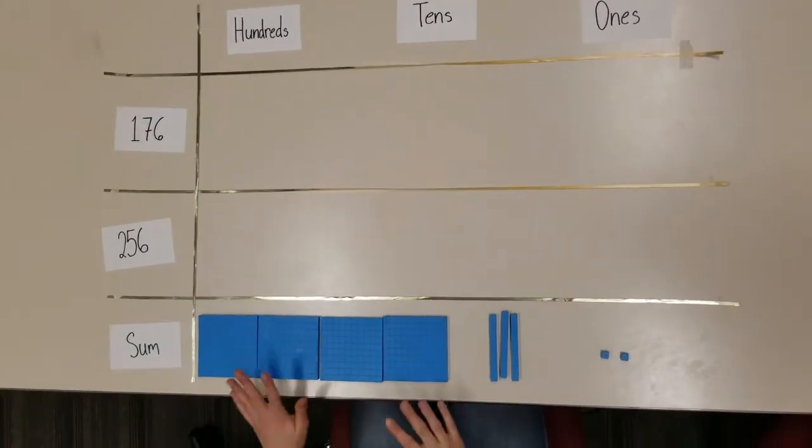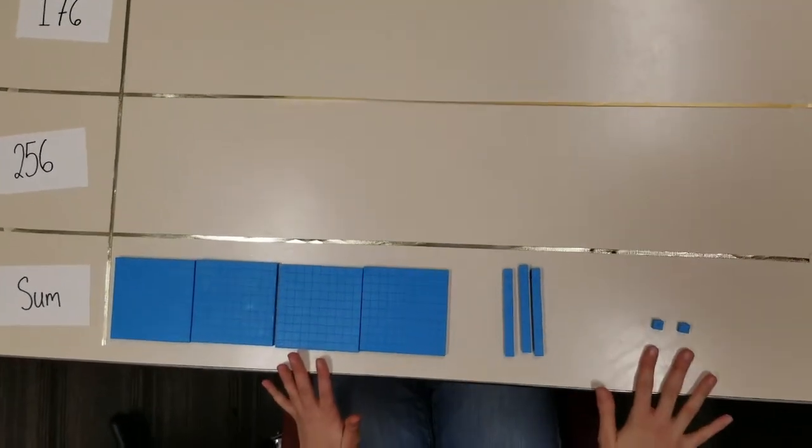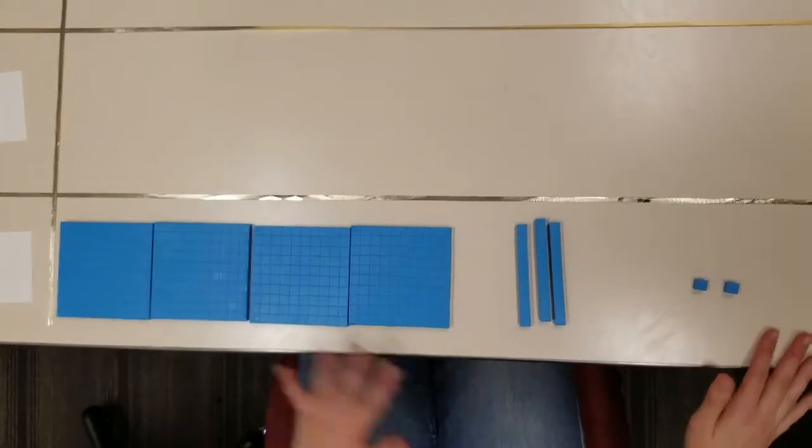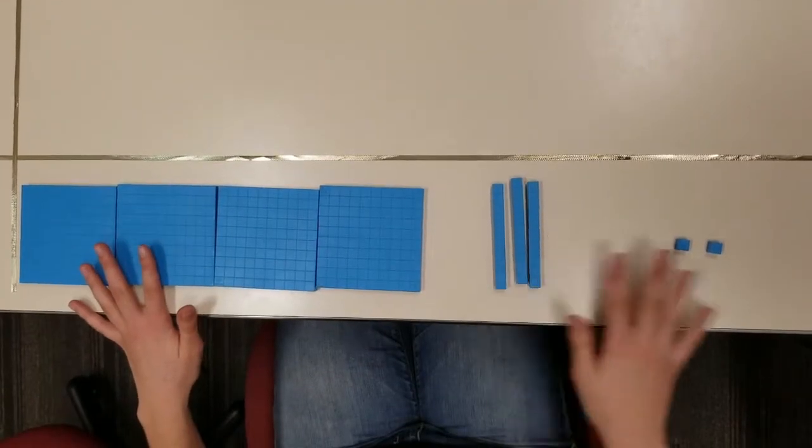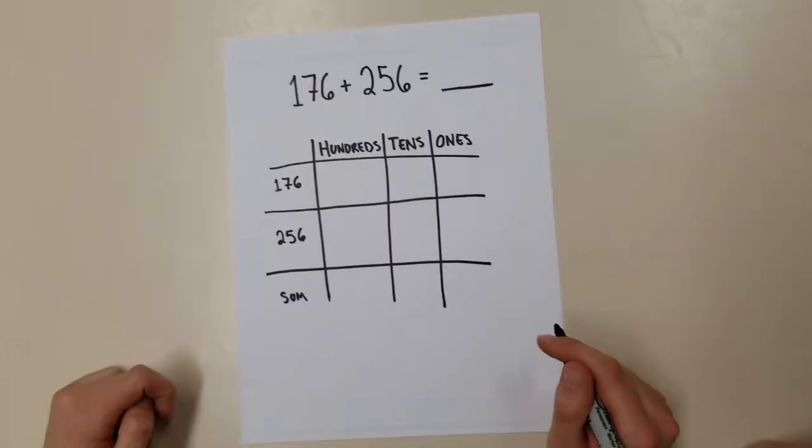I can see that we have 4 flats, 3 rods, and 2 units left over, which amounts to 432 as our total sum.